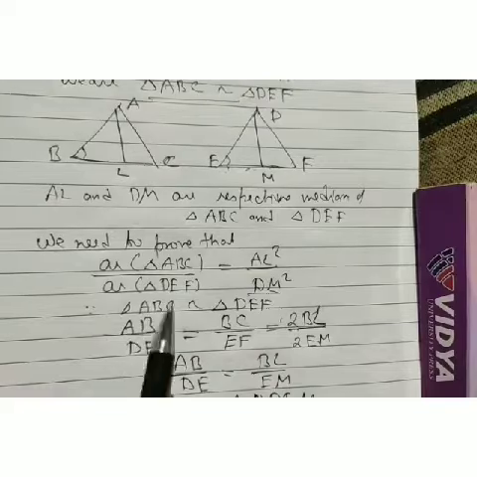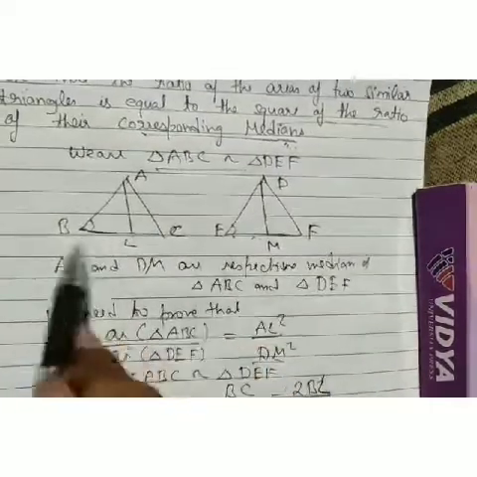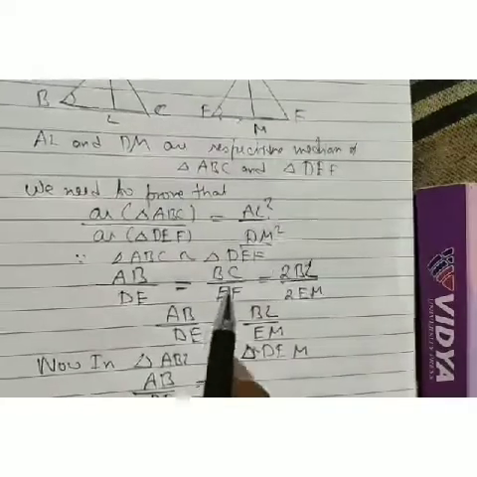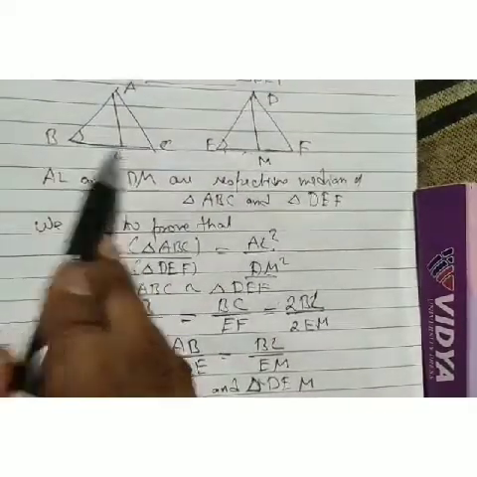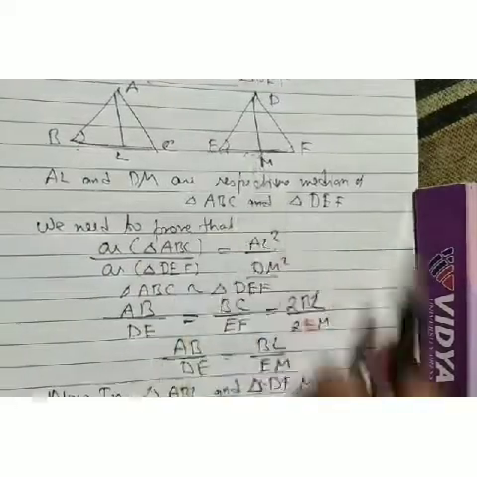Since triangle ABC and triangle DEF are similar, we have AB is to DE is equal to BC is to EF. Then we change BC and EF: since L is the midpoint, BC is equal to 2 times BL. Similarly, EF is equal to 2 times EM.